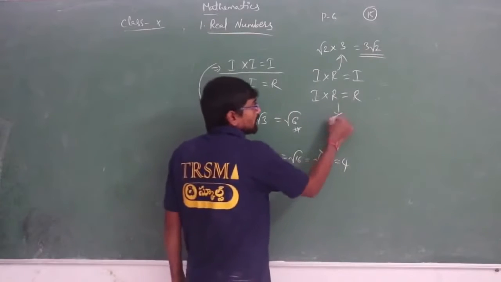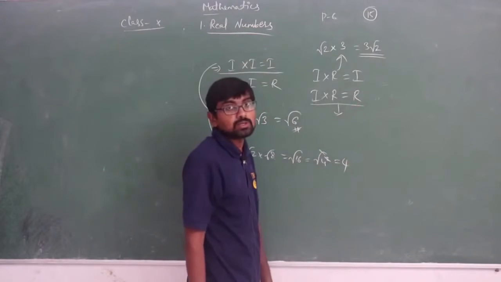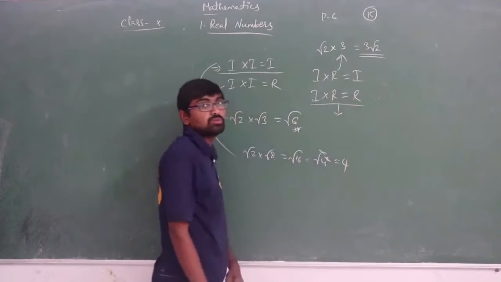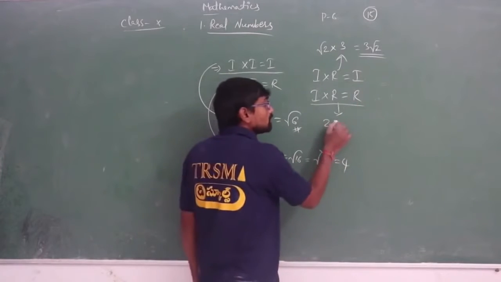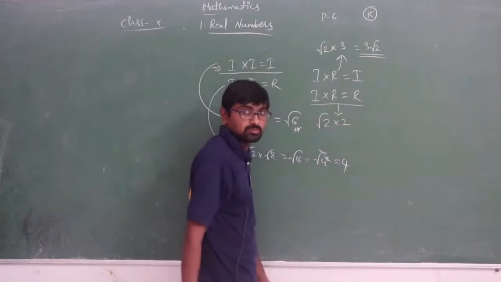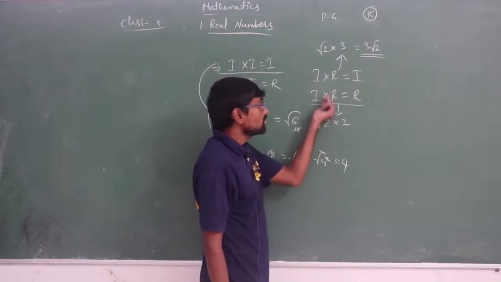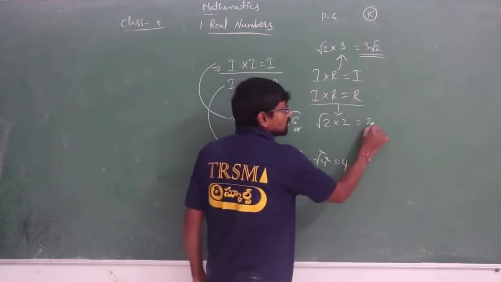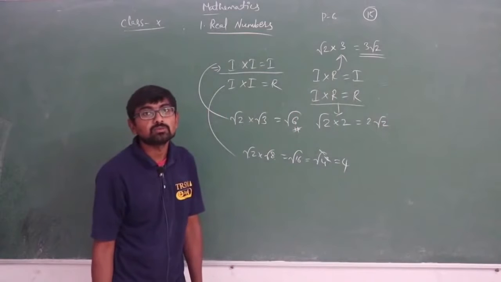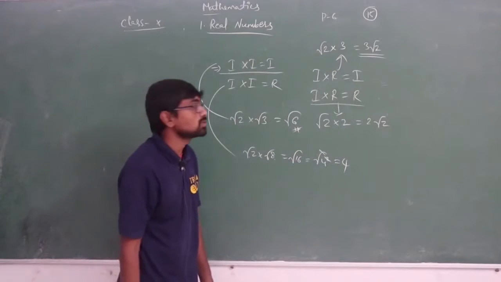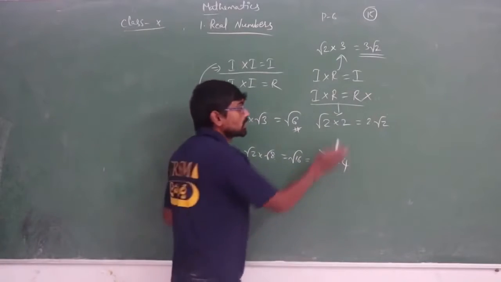Now, coming to this irrational into rational, is it possible? If I take rational number 2 and irrational number root 2, how much will I get? 2 root 2. Now, is it possible? Absolutely not, it is not possible. So this condition is not applicable. You can check any numbers. If you are taking 4 also.